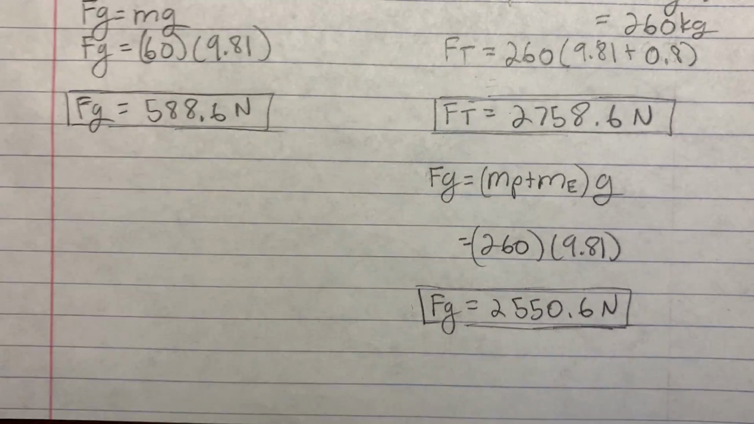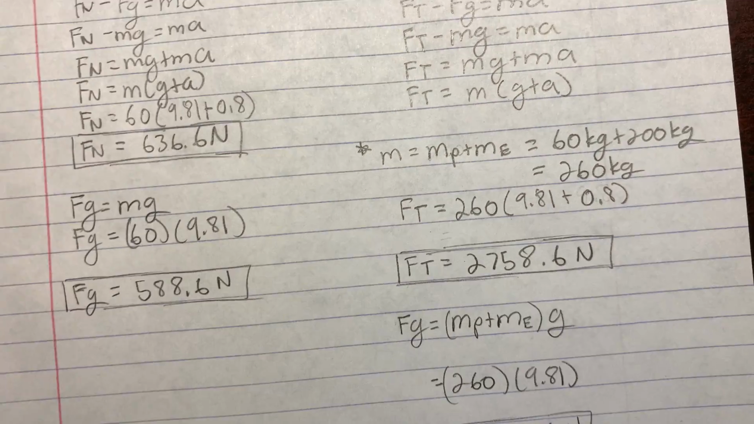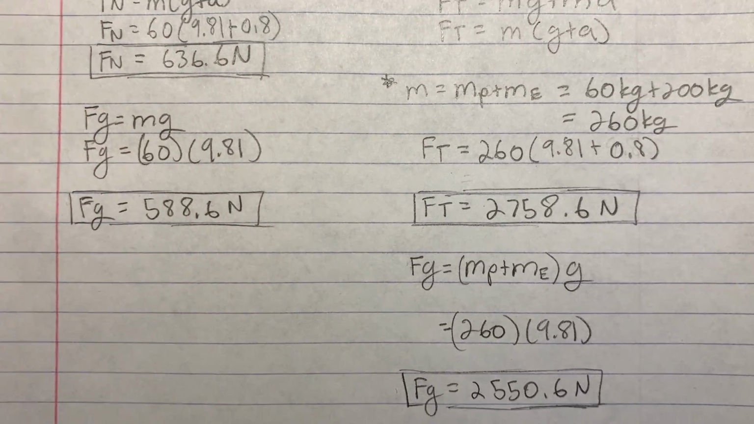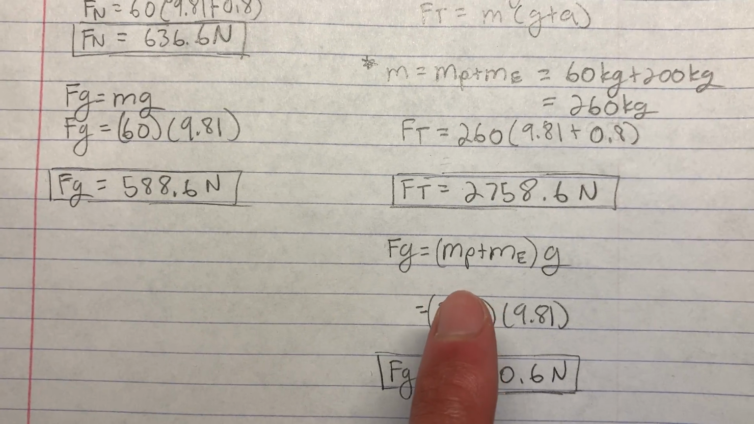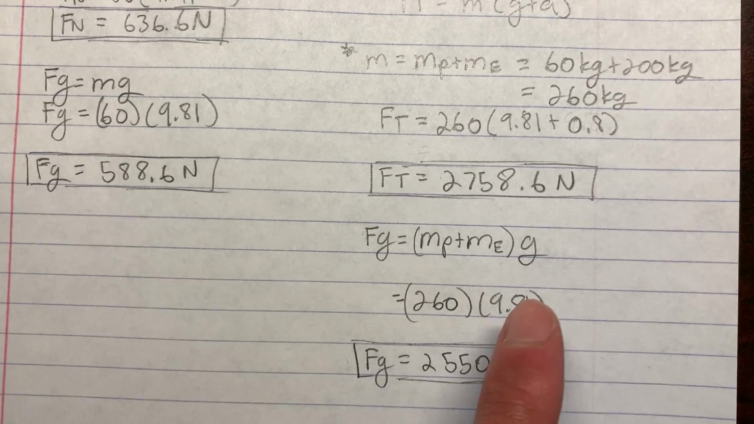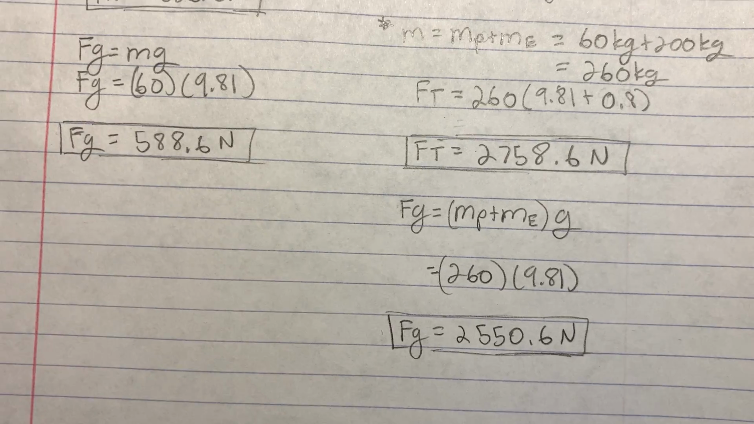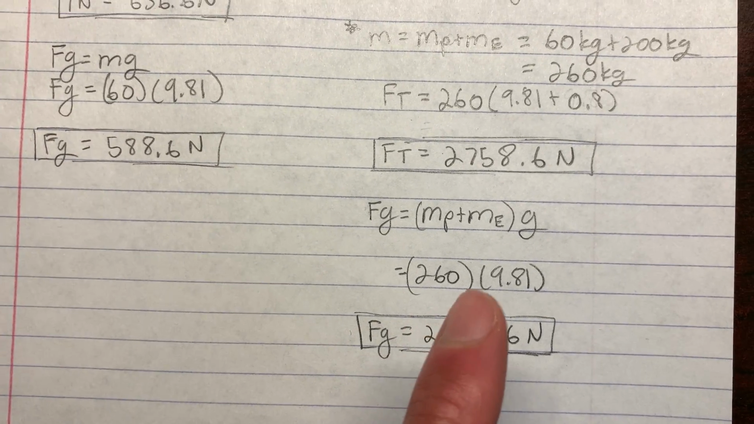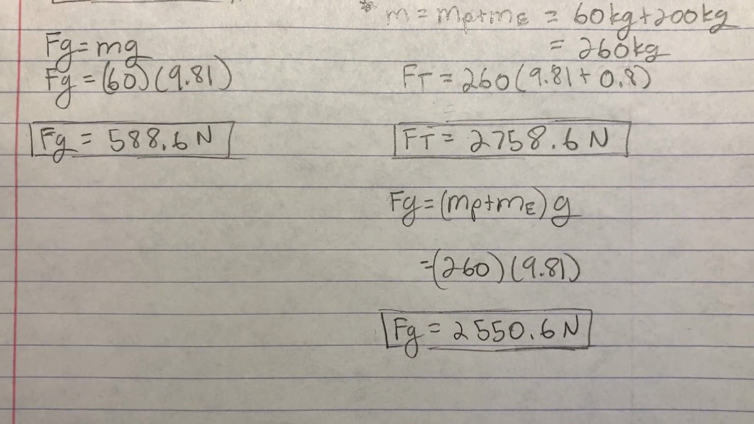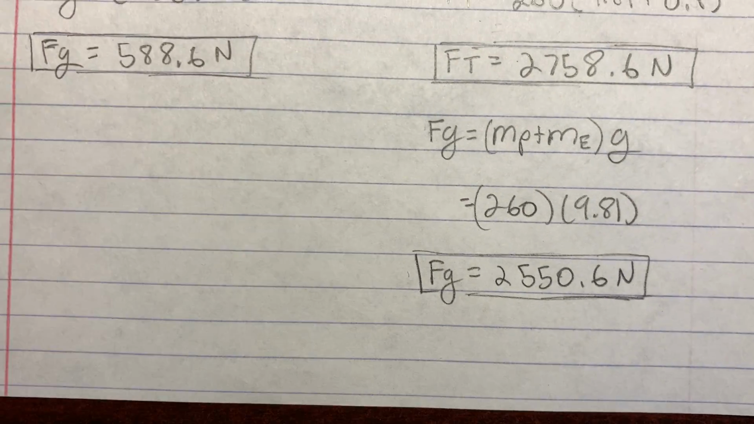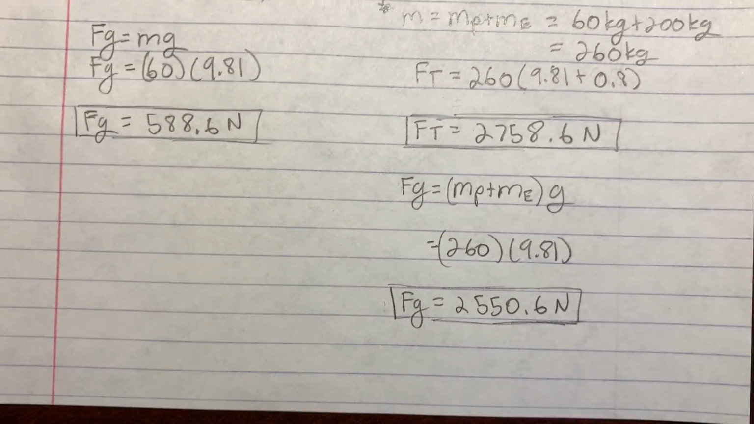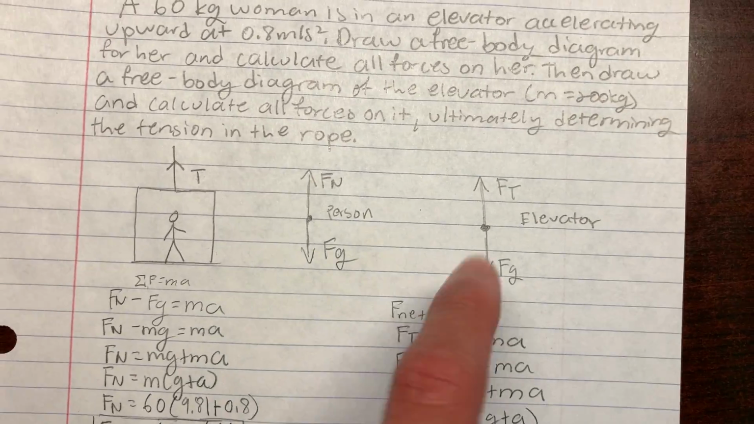We've already solved for the force of gravity before we solved for the tension, but to do it again, the force of gravity is equal to the mass of the person plus the mass of the elevator, as we stated before, times the gravitational acceleration. So that would be 260 times 9.81 meters per second squared, to give us 2,550.6 newtons. So that's the force of gravity and the tension of the elevator in the free body diagram.